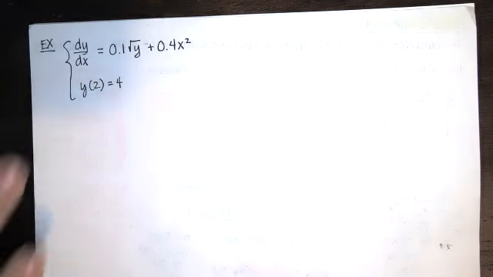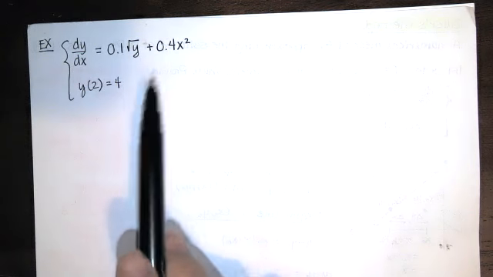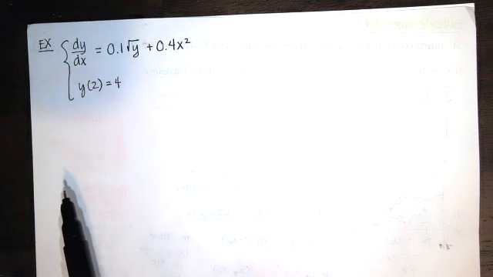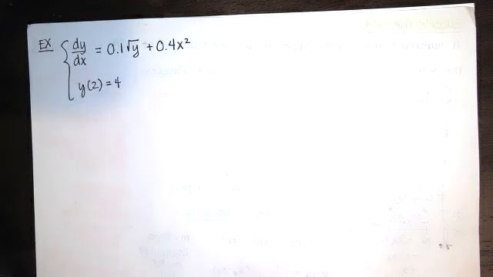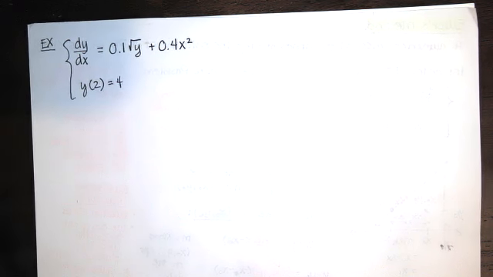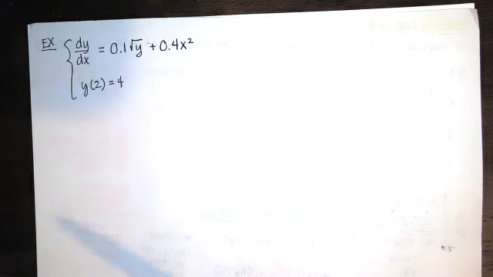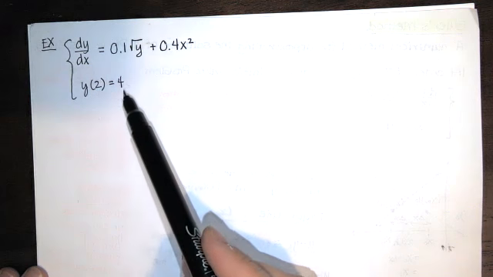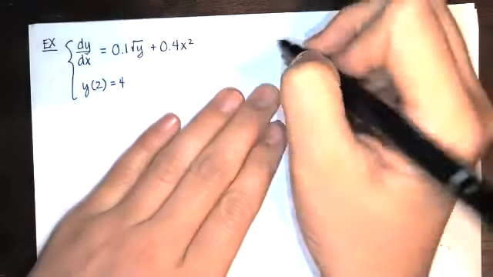Now, you might notice, if you were trying to use one of the methods that we've discussed previously, that this is not separable. It's not first order linear. It's not Bernoulli, because of that 0.4x squared term. Not homogeneous polar, and it's not exact. So none of the methods that we've studied previously will work. But we know that when x equals 2, y equals 4, that's on the solution curve.